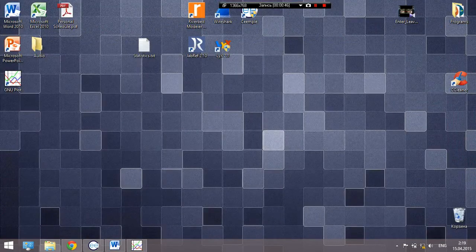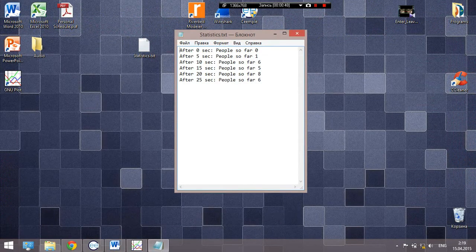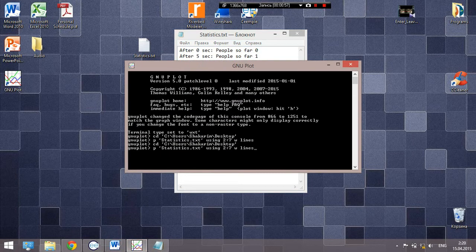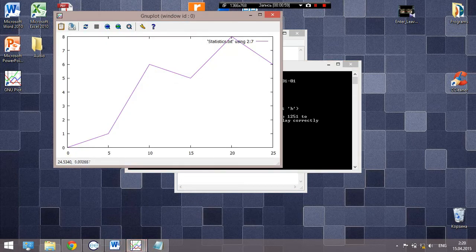Now let's go back to our TXT file. As you can see, the statistics were stored successfully. Now using this data we plot an attendance graph. As you can see, on the x-axis we have time, and on the y-axis we have the number of people at the supermarket. This is the final result of our program.